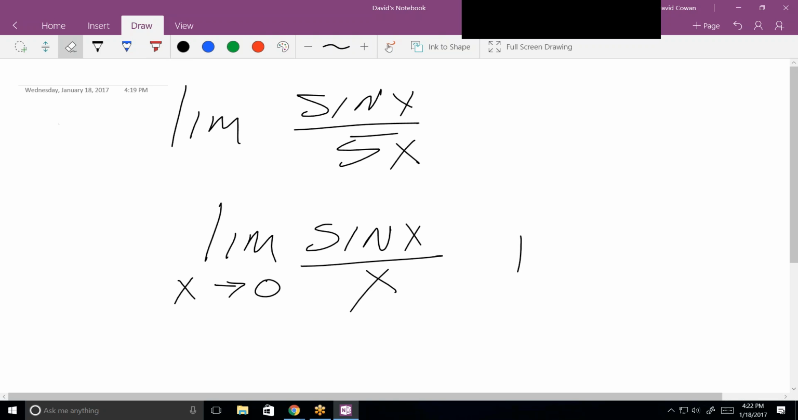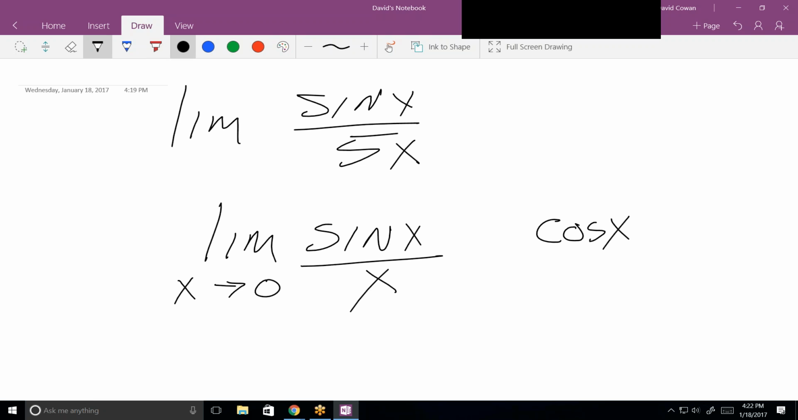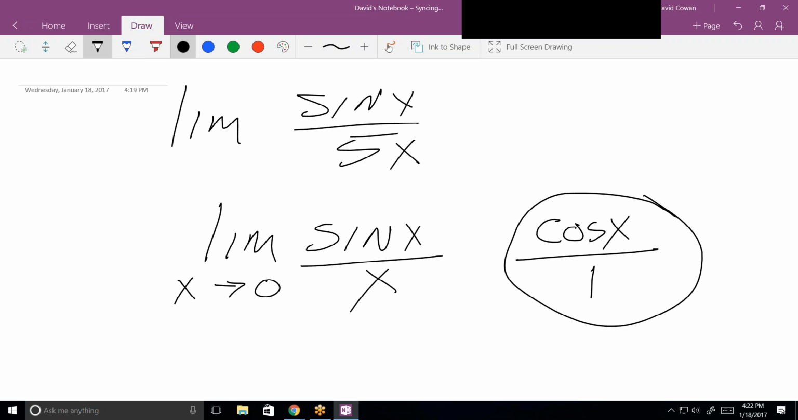Well, you don't know it yet because you haven't learned derivatives, but the derivative of sine is cosine, and the derivative of x is 1. Now, if I substitute 0 for x here, I get cosine of 0, which is 1 over 1. So that gives me the limit using this thing called L'Hopital's rule. Now, you don't get L'Hopital's rule until chapter 8 of this book.